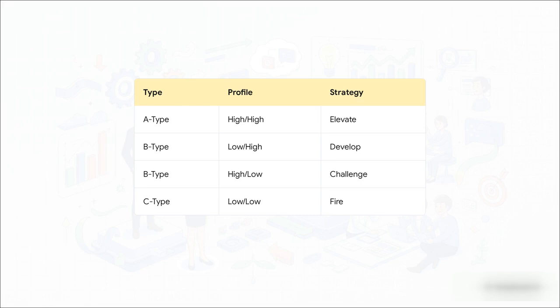And finally, your A-types. High skill, high drive. You absolutely must elevate and reward them before a competitor poaches them. Give them new challenges systematically, kind of like Amazon did to build up its future executives.